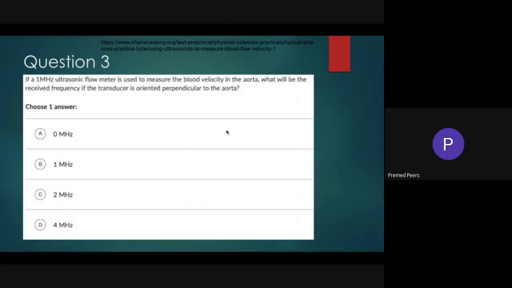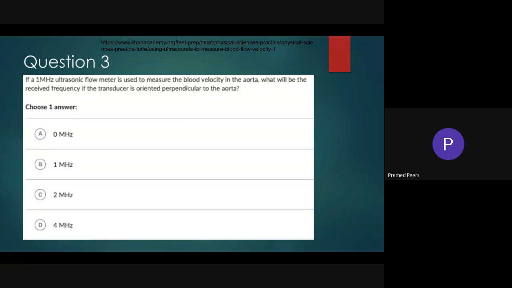And the next one, if a 1 megahertz ultrasonic flow meter is used to measure the blood velocity in the aorta, what will be the received frequency if the transducer is oriented perpendicular to the aorta? I didn't really understand this question. I'm wondering if you'd go over it.